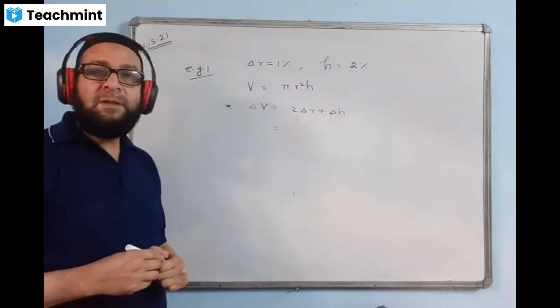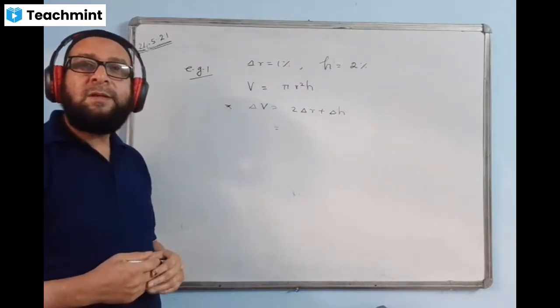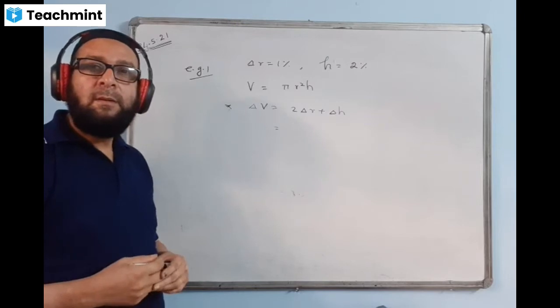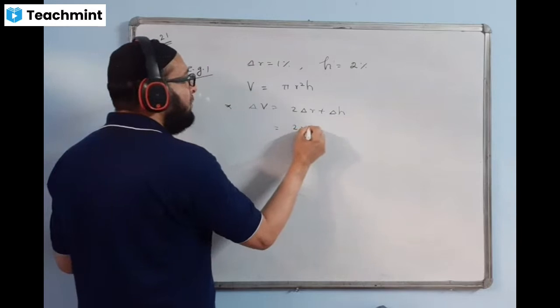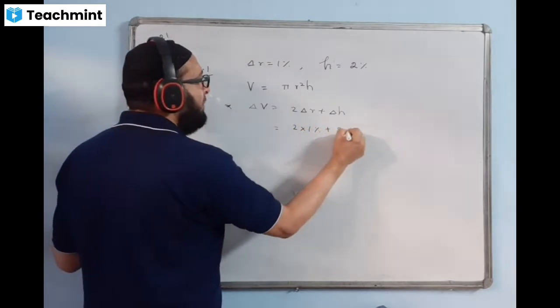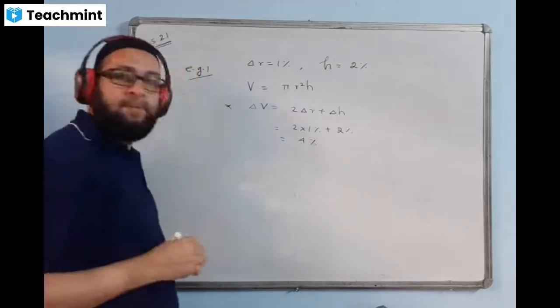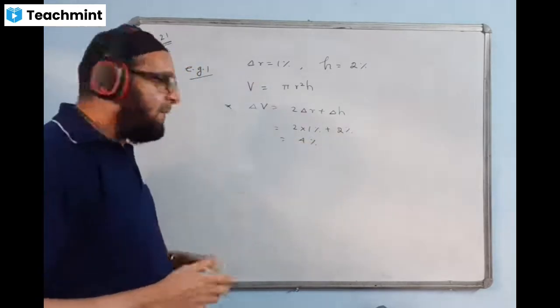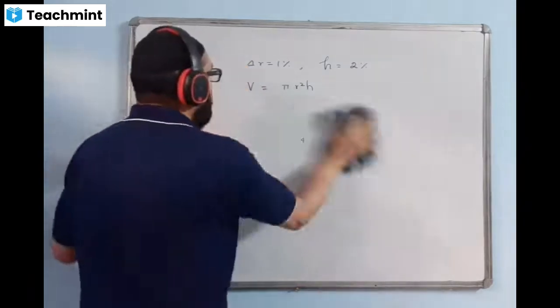Am I right? Please check. You understand what I am doing? Yes, 4%. This will be 2 into 1 plus 2, very good. You people are so nice, you're doing very well. So in a simple way we will do it. I think you got the idea.